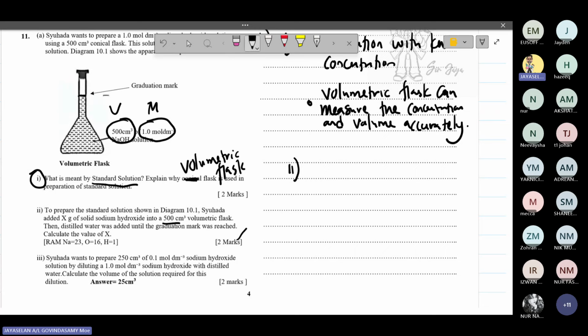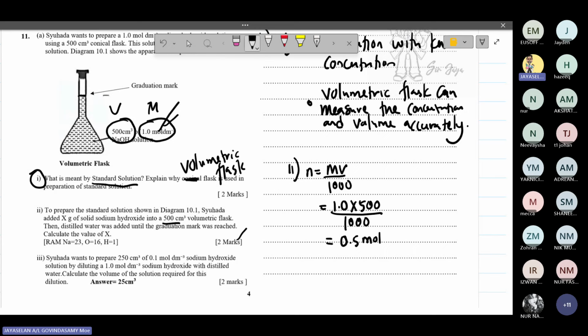So it tells us 500 cm³. So it wants you to look at this. So this is volume and molarity. Now you want to find the mass. So how do you do this? You find the number of mole. MV over 1000. M is how much? 1.0. Volume is how much? 500, divide with 1000. Use the calculator. You will get 0.5 mole. You already score 1 mark.